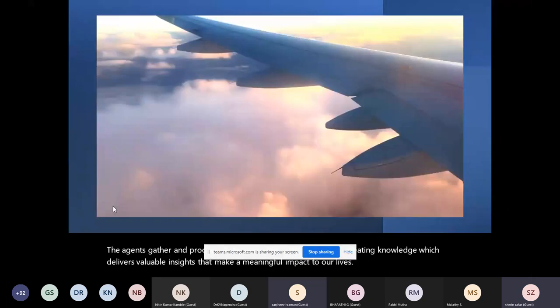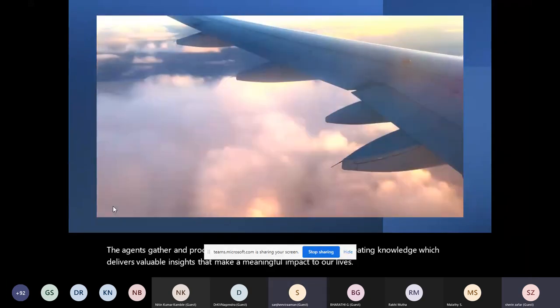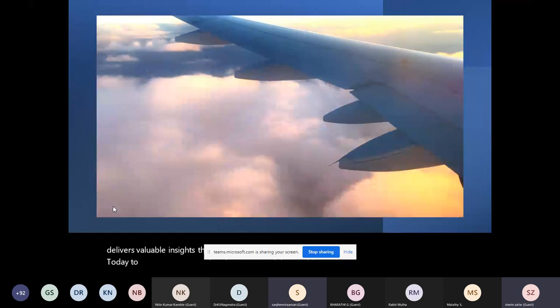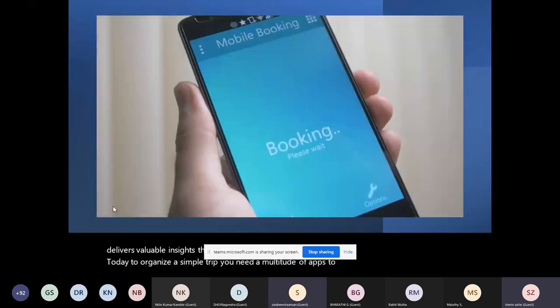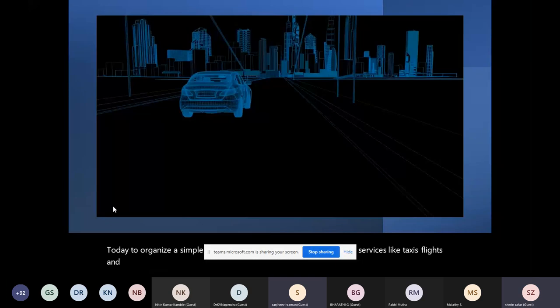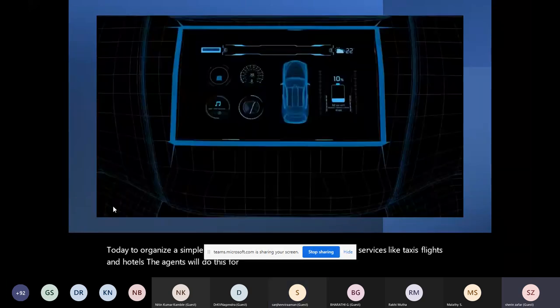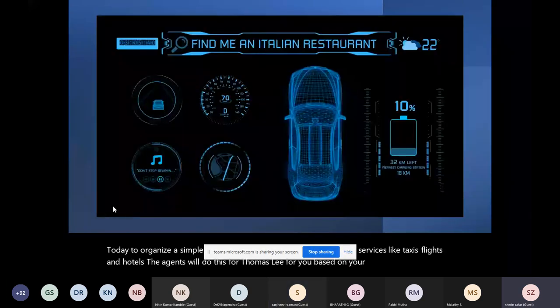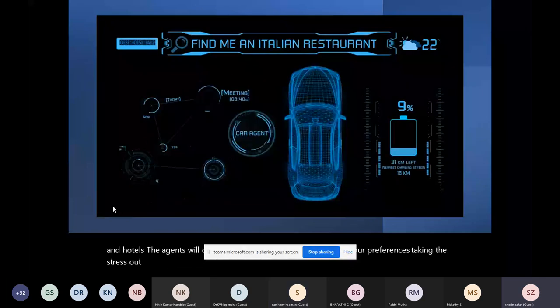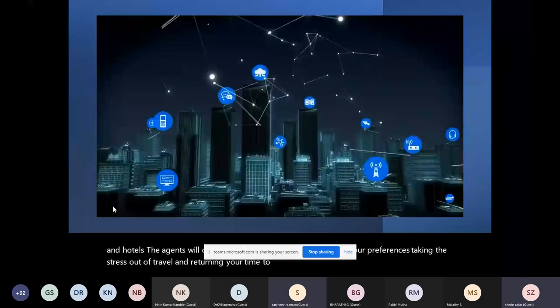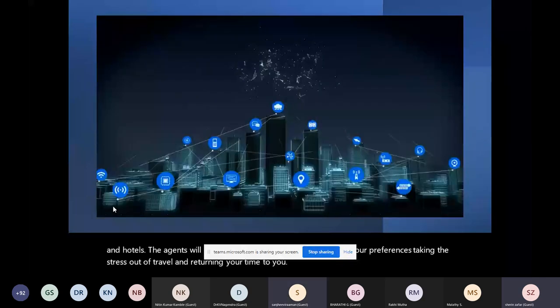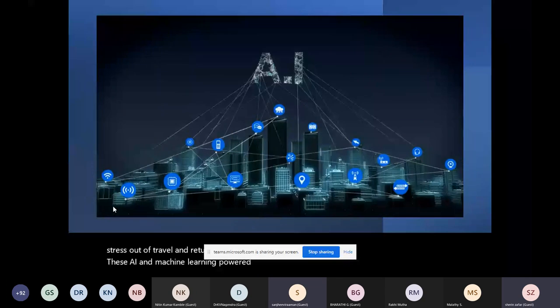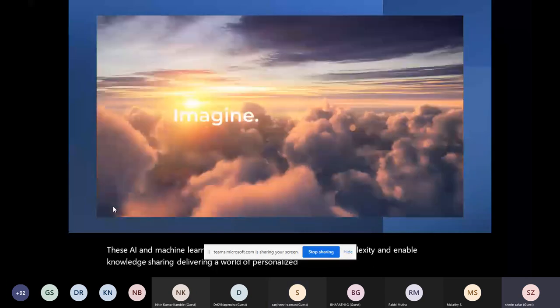Today, to organize a simple trip, you need a multitude of apps to book services like taxis, flights, and hotels. The agents will do this autonomously for you based on your preferences, taking the stress out of travel and returning your time to you. These AI and machine learning powered ecostructures reduce complexity and enable knowledge sharing, delivering a world of personalized experiences. Imagine, build, Fetch.